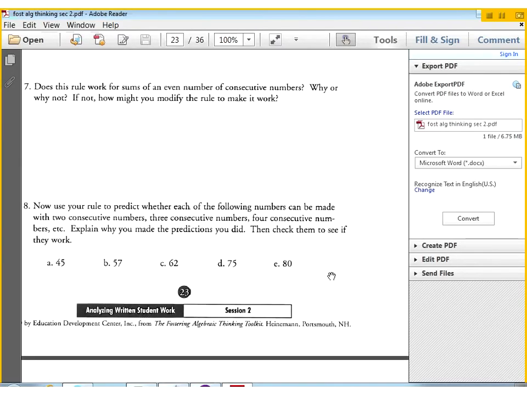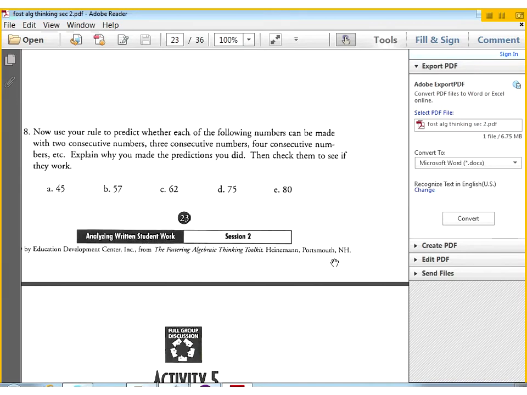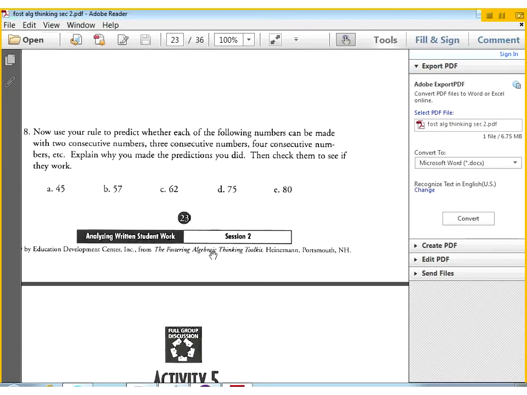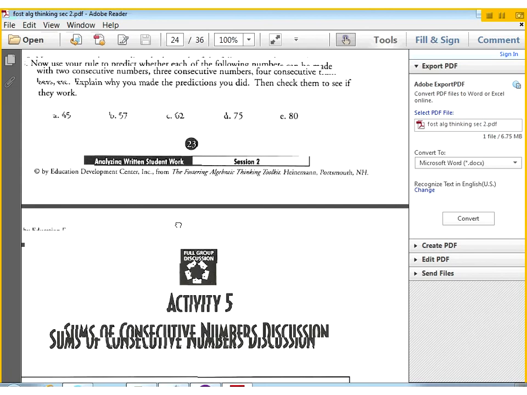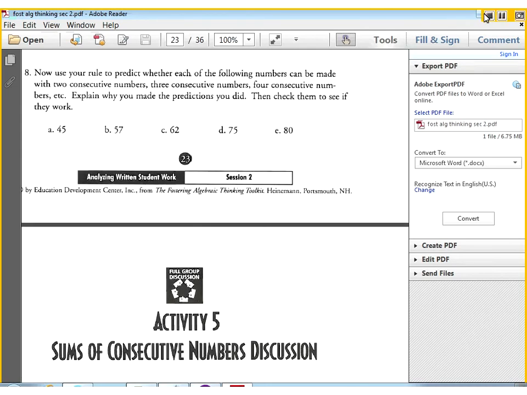And the last question: use your rule to predict whether each of the following numbers can be made with 2, 3, 4 consecutive numbers, etc. Let me check back in with the online group. We're back with you now. Okay, so they're back. So Warren, we're looking at the last question, which was predicting whether the numbers can be written as the sum of 2, 3, 4 consecutive numbers, etc. So let's look at 57.